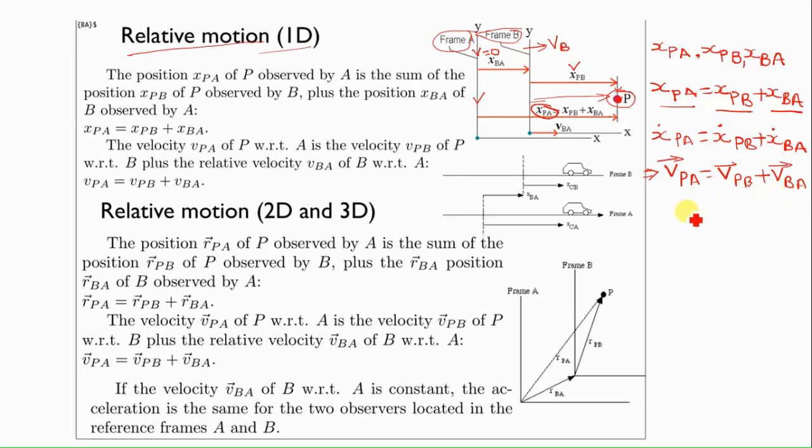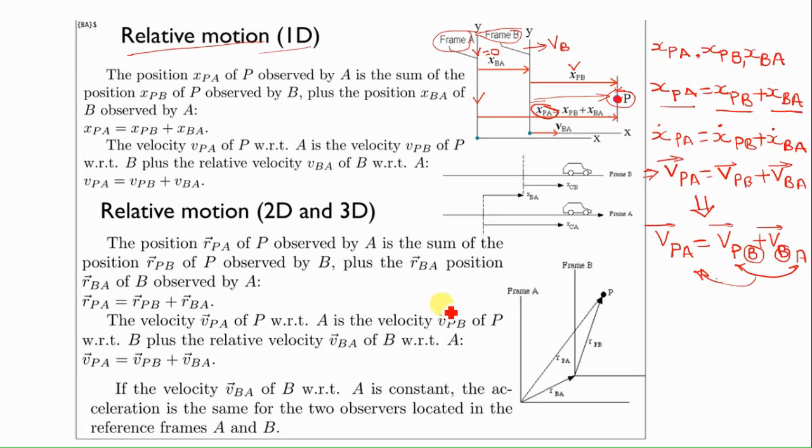One thing has to be kept in mind, how this is to be remembered: the velocity vector of P with respect to A can be written as the velocity vector of P and the velocity vector of B. This B will be common, and the velocity vector of B with respect to A, so this will combine to form v_PA. So we can remember it like this, since this is the vector sum.